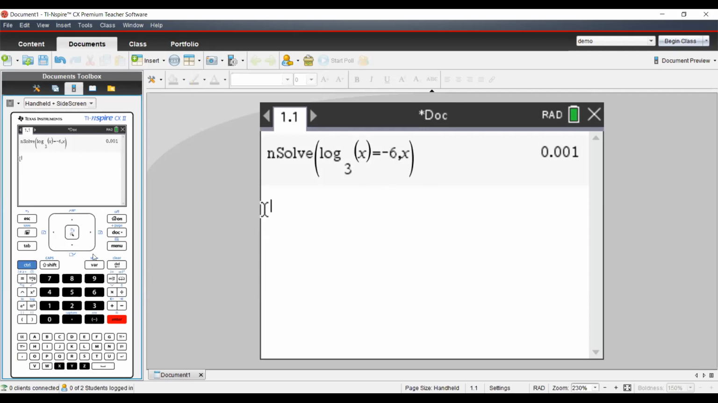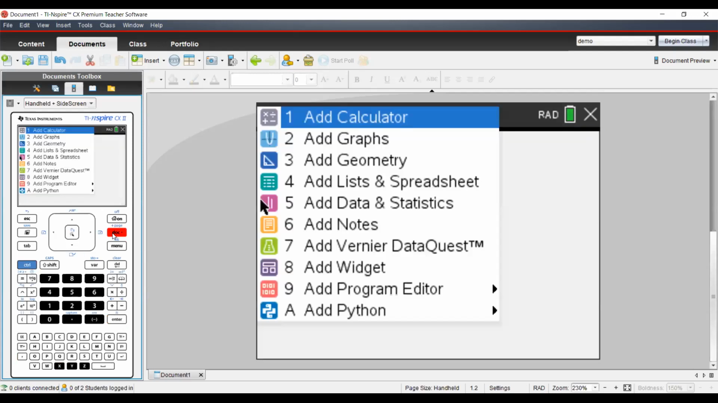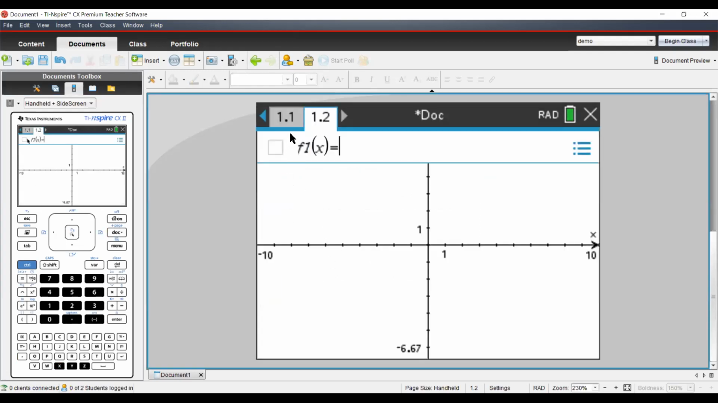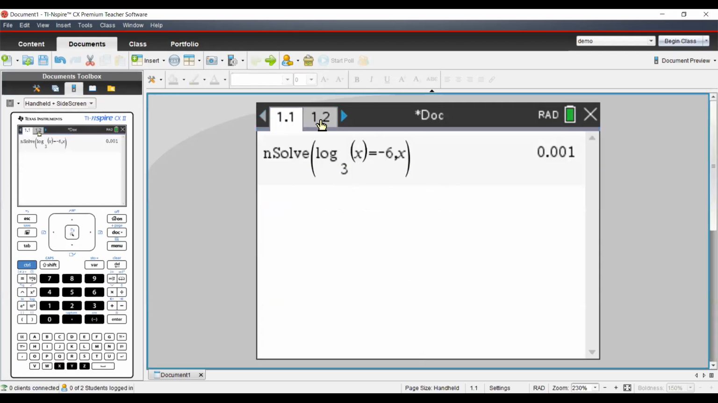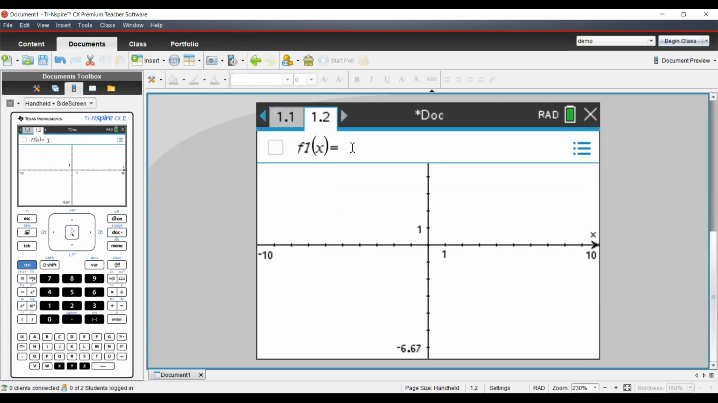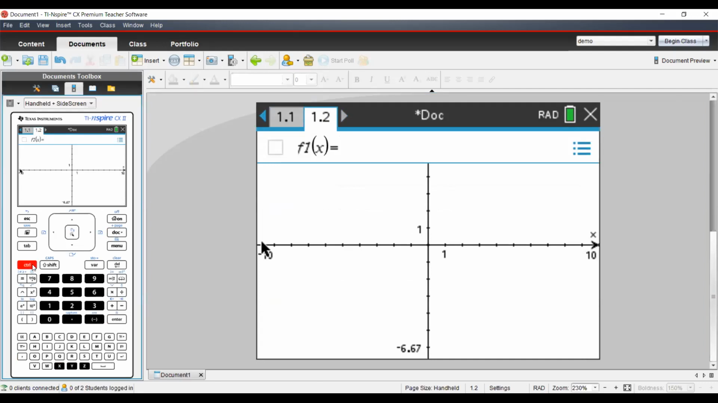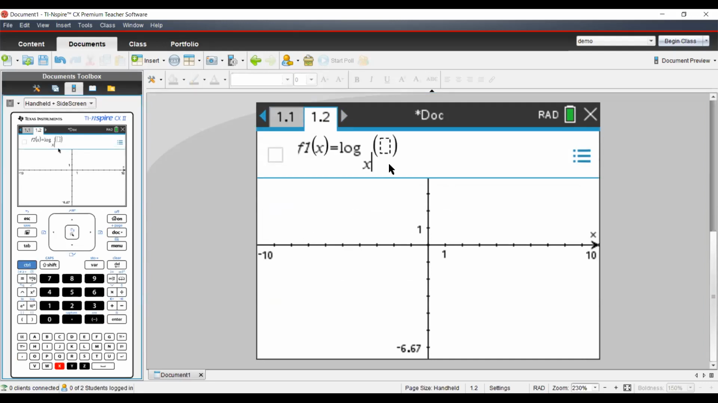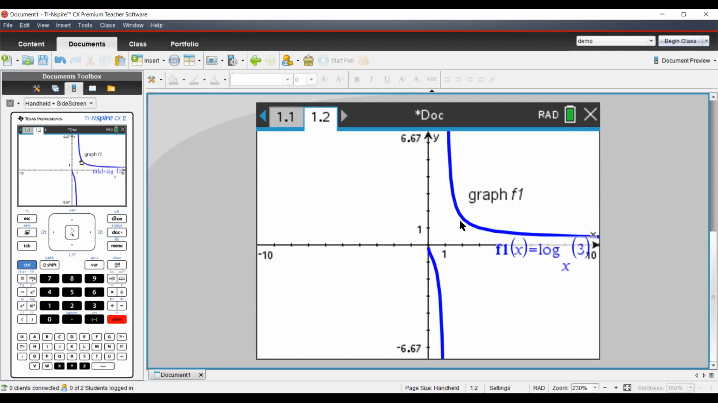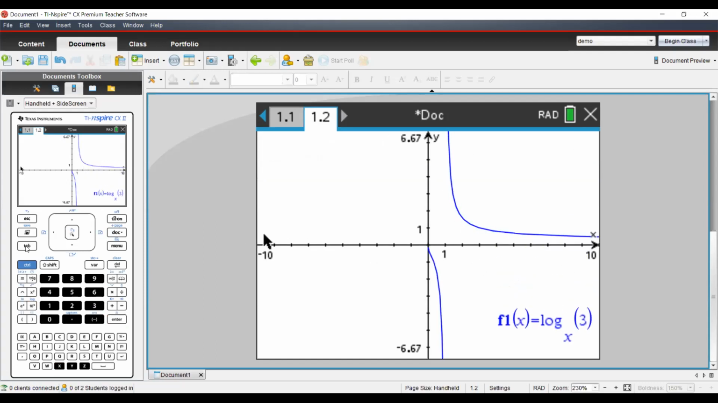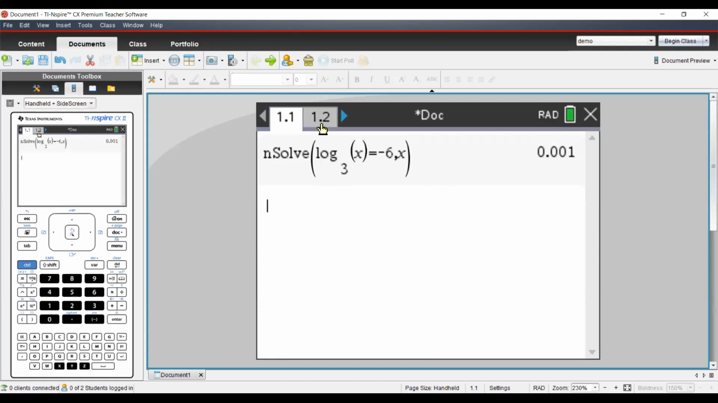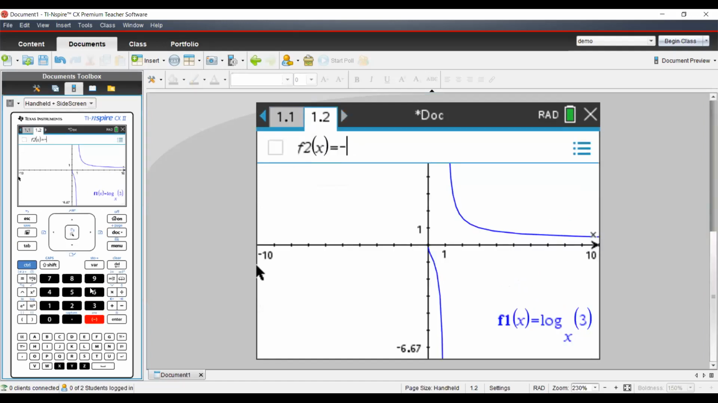The other way is, let me create a graph page using control plus doc, and here it is a graph page. The same equation can also be done on the graph page. So we have two expressions given. Log x to the base 3 is the first one. I'll just input the expression here, again control 10 power x, log x to the base 3. Hit enter. Hit tab to again get the entry field. And what is the RHS part? -6. So just input -6.